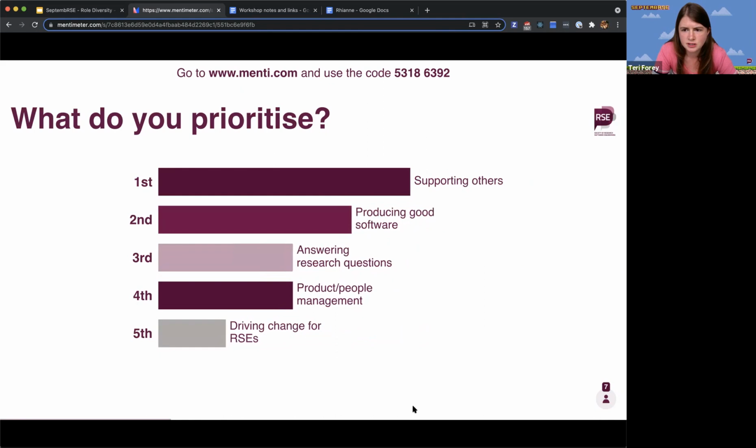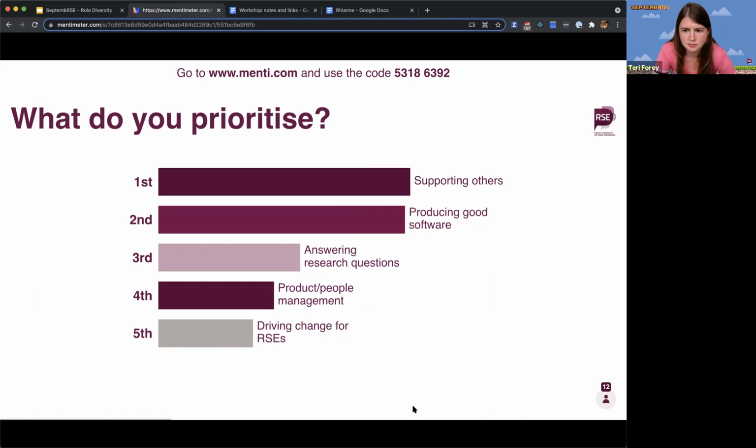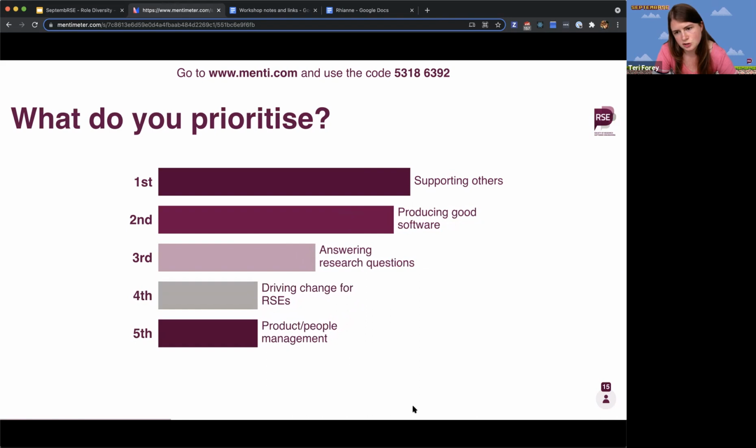Good software was first, but it's been beaten by supporting others. Oh, it looks like it might be coming back in. So we've got currently, first is supporting others. Then we've got producing good software, answering research questions, driving change for RSEs, and then product or people management.